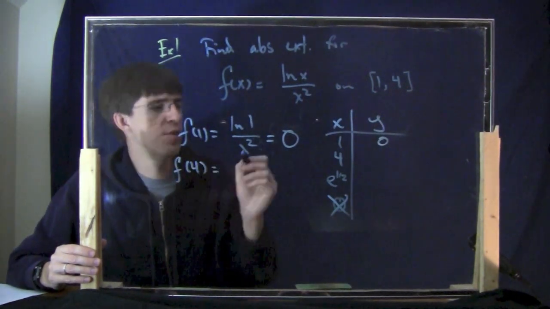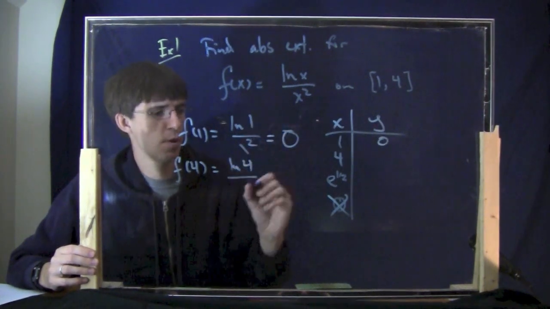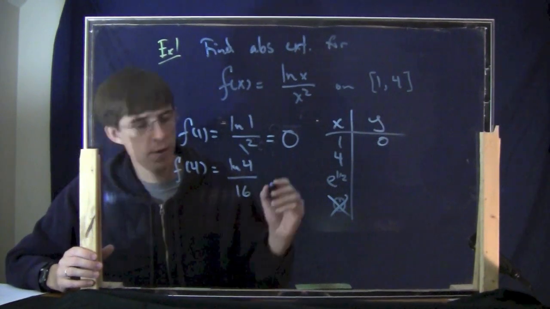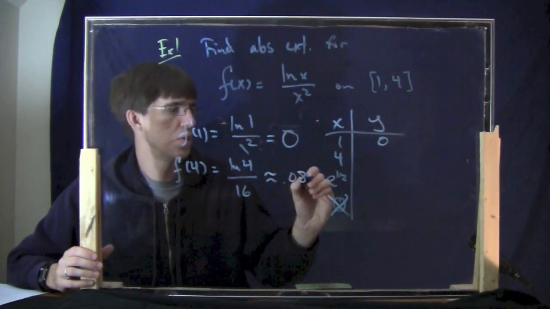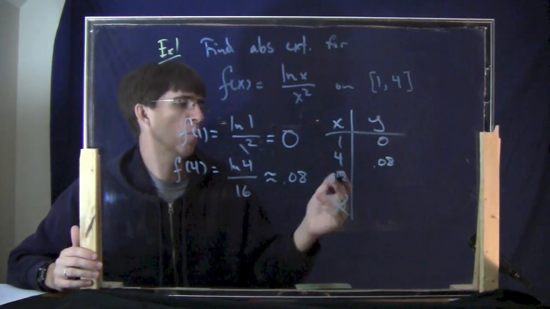Let's do f of 4. This one you cannot do by hand because of this numerator. Natural log of 4 divided by 4 squared, which is 16. That I put in my calculator, and I get something close to 0.08. Okay, so 0.08. And what about e to the 1/2?